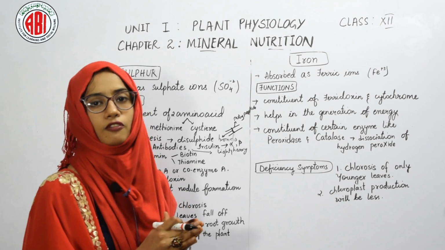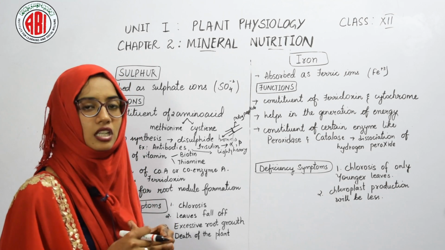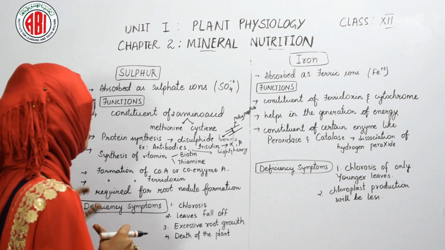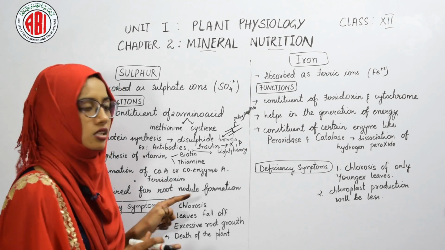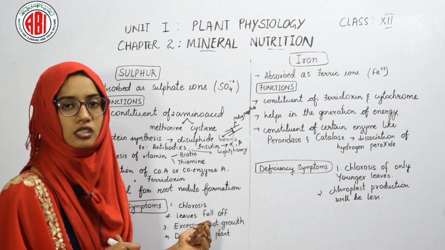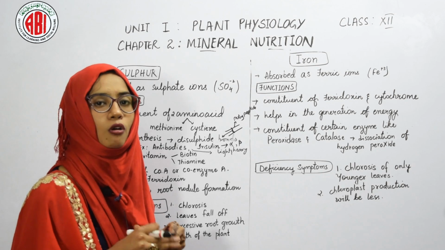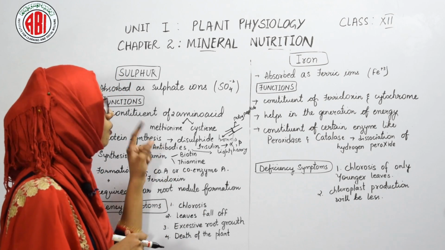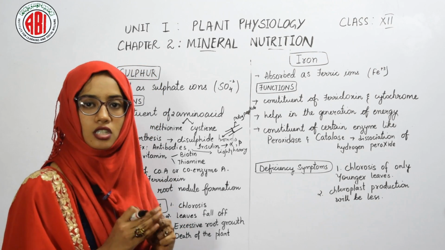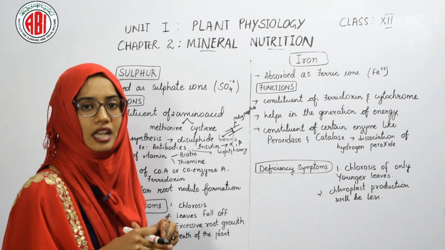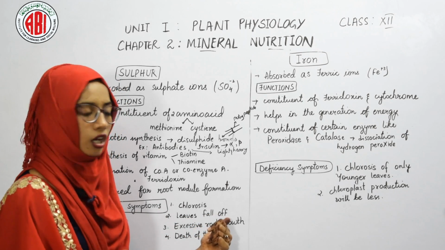Now, when sulfur is not present in the plants, or when a small amount of sulfur is present in the soil, then that shows deficiency symptoms. The deficiency symptoms of sulfur include chlorosis. As we have already discussed, chlorosis is a biological term which is used for the yellowing of leaves. So the leaves turn yellow when there is a deficiency of sulfur, and when the leaves turn yellow in color, after some days they may fall off. So due to the deficiency of sulfur, the leaves may fall off.